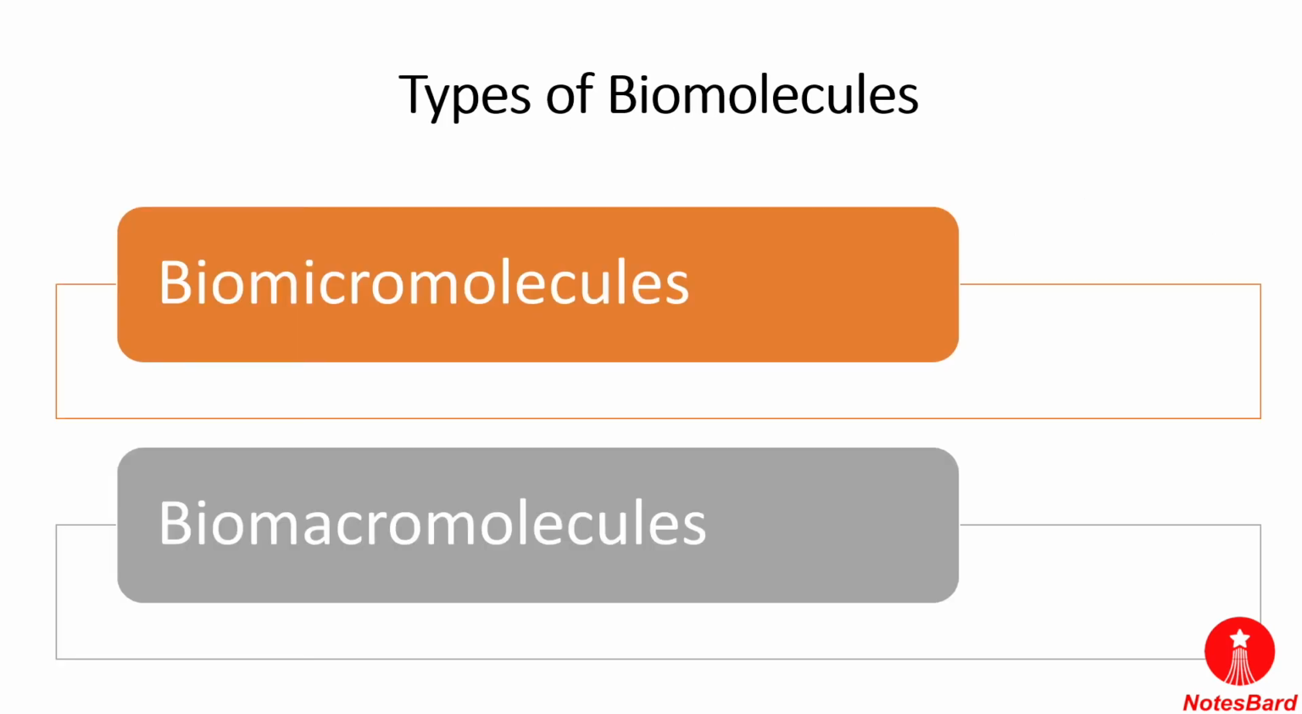Now, there are two types of biomolecules: biomicromolecules and biomacromolecules. In this slide, our main focus will be on the biomacromolecules. Biomacromolecules are the biomolecules which have a large size of about 800 to 1000 Dalton. They have high molecular weight and complex structures. They are biological polymers of different simple or monomeric units. So these are called the biomacromolecules.